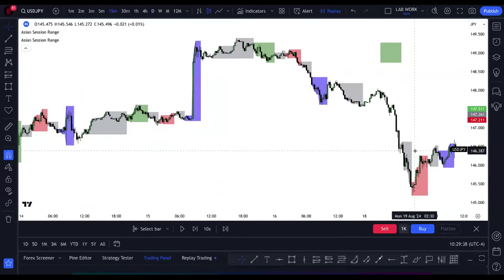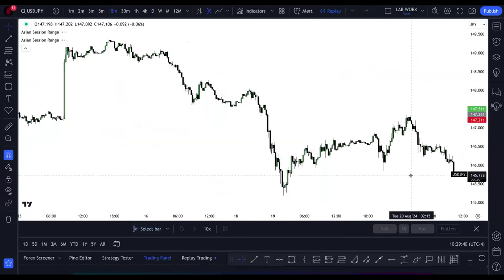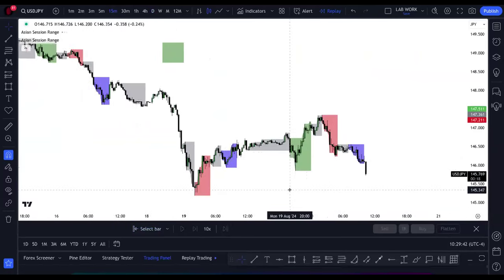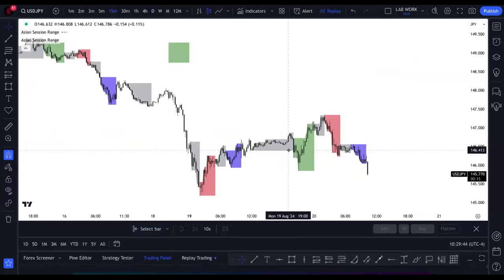Looking for something. Okay, that's why. I'm like, where are we? I was like, this doesn't look right. Okay. So, Asian session model.